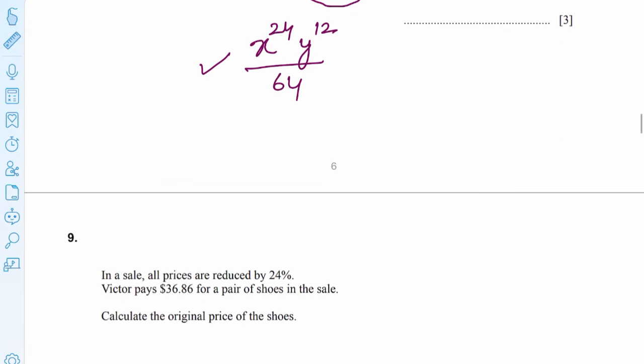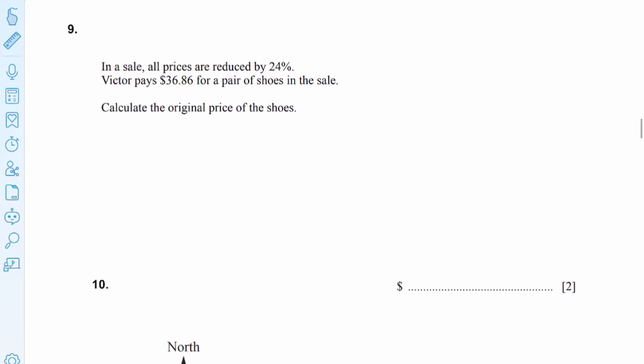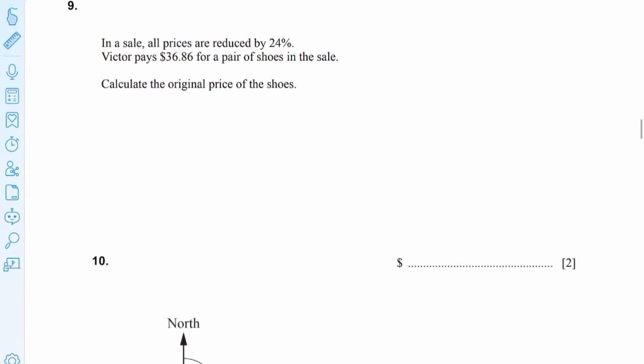Okay. Question number 9 is about a reverse percentage question. Reverse percentage means it's a very easy question. Try to understand this. I don't know what the initial price is, right? In a sale, all prices are reduced by 24%, and the person pays $36.86 for a pair of shoes in the sale. I don't know the initial price, but this price has been reduced by 24%.